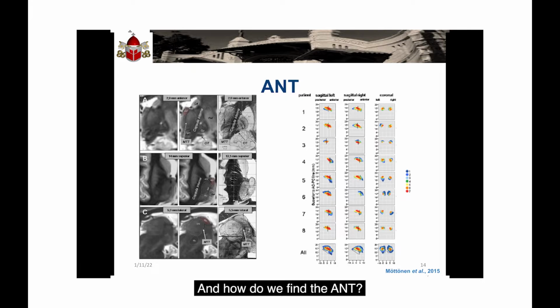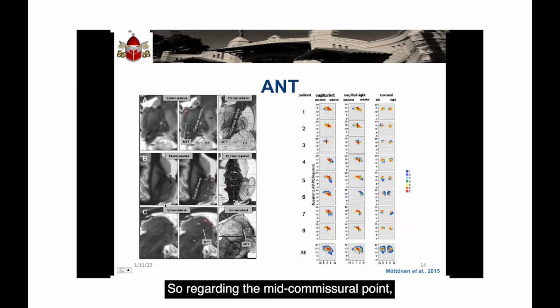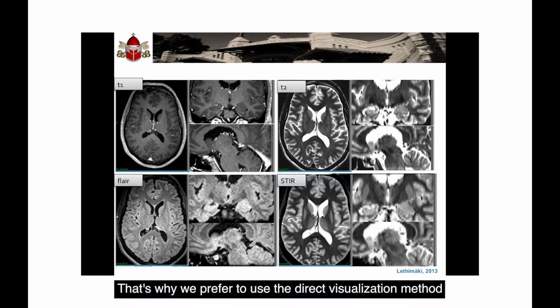If we compare images from a 3T MRI with images of the Schaltenbrand atlas, we may appreciate that the ANT is not located exactly in the same spot when we regard indirect coordinates. So, regarding the mid-commissural point, the ANT is generally located 0 to 2 millimeters anteriorly, 12 millimeters superiorly, and 5 to 6 millimeters laterally. But when we look at the position of the active contact in different patients, as we may appreciate on the right, we identify a significant variability among patients. That's why we prefer to use the direct visualization method to target the ANT.